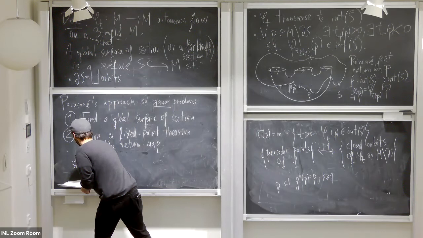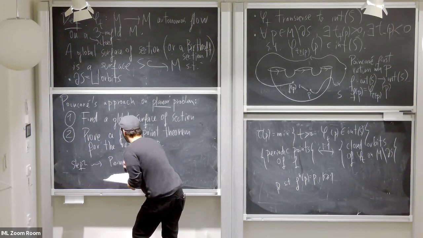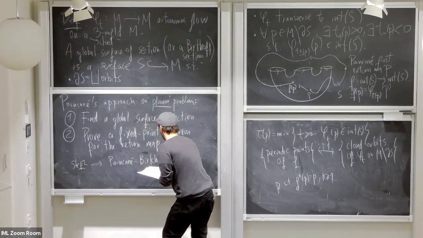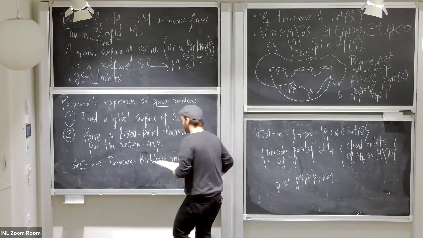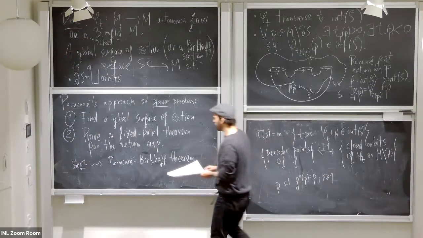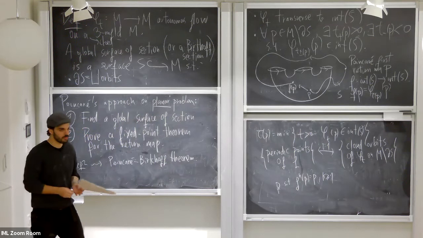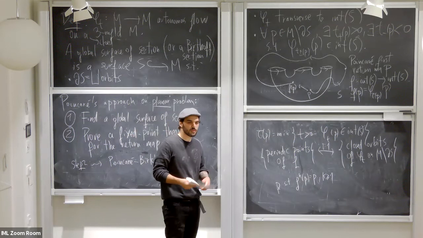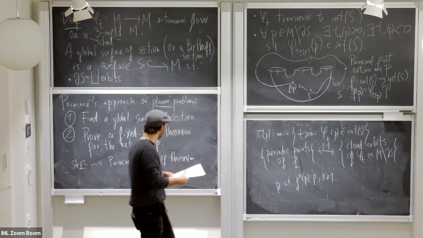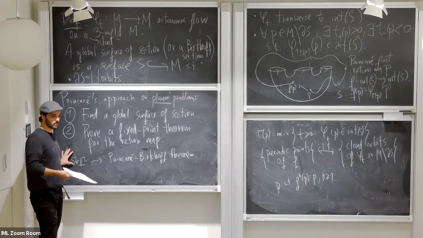And the setting for this approach, for step two, you think, well, the Poincaré-Birkhoff theorem. Which I'll recall in a minute, but the Poincaré-Birkhoff theorem was also called Poincaré's last geometric theorem. He proposed that before he died and proved a bunch of particular cases. And then it was taken up by Birkhoff and actually proven in generality. So the idea was precisely, well, if you have a global surface of section, it's an annulus, and you have some twist condition, then you will be able to find many orbits.